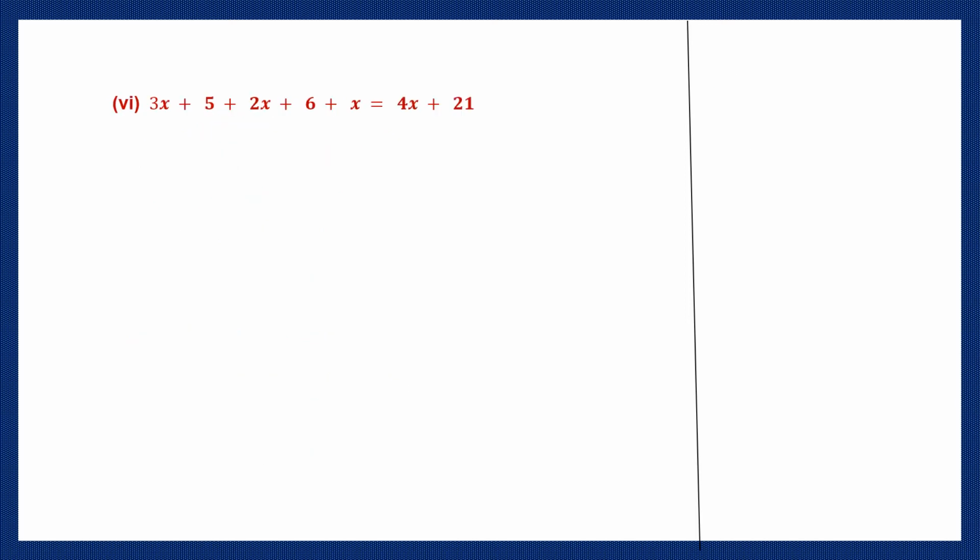Question 6. So here we have 3x, like terms, 2x and x all on the left hand side. So let's take the x together, 3x plus 2x plus x, and then we'll take the whole numbers, plus 5 plus 6. This is on the left hand side. On the right we have 4x plus 21.